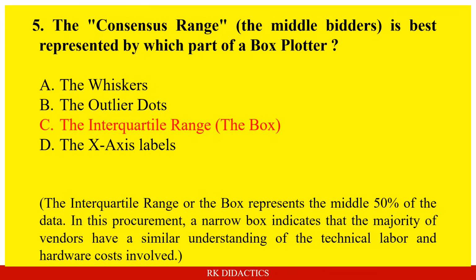So the inner quartile range or the box depicts the middle 50% of the data. So in this procurement, a narrow box indicates that the majority of vendors have a similar understanding of the technical labor and hardware cost involved. So there are only two outliers, vendor 1 and vendor 10, but 2 and 9 are within the cluster. So this is the consensus range.